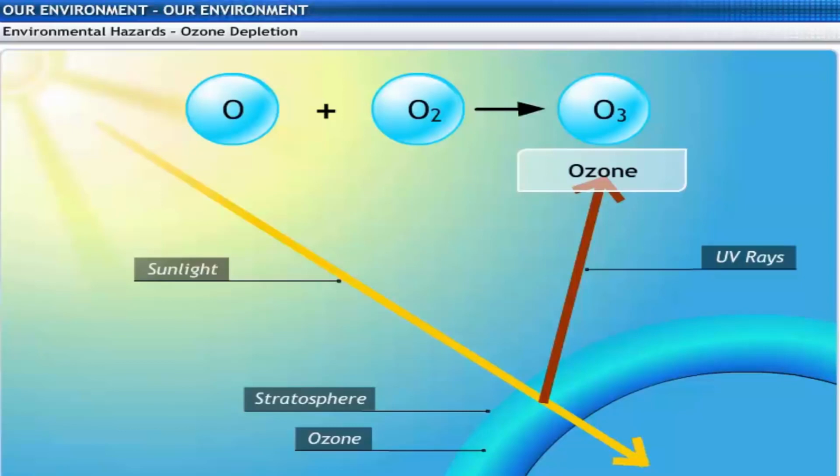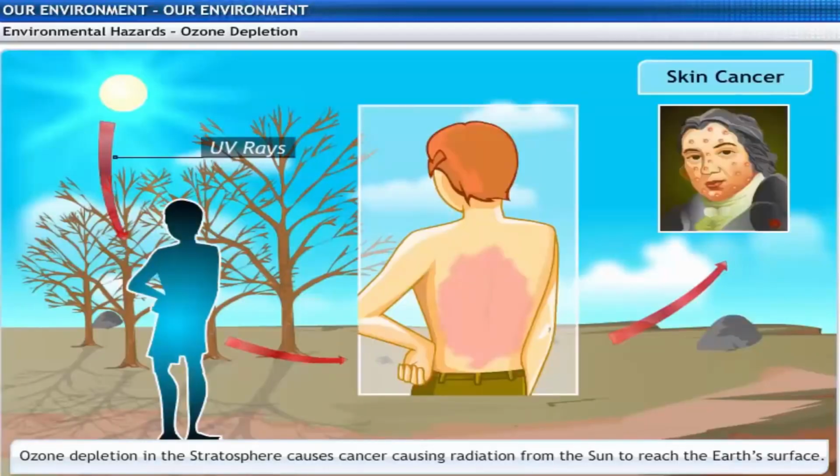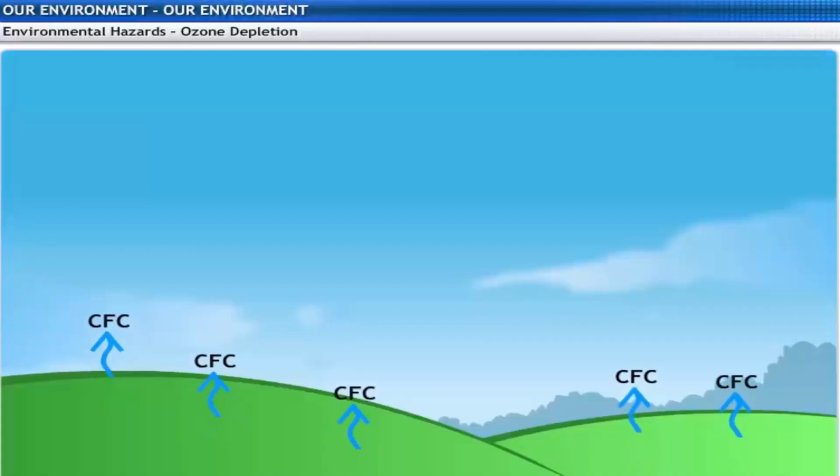Do you know what could happen if this shield is weak and the UV radiation penetrates through it? This radiation can cause damage to organisms. It is known to cause skin cancer in human beings.